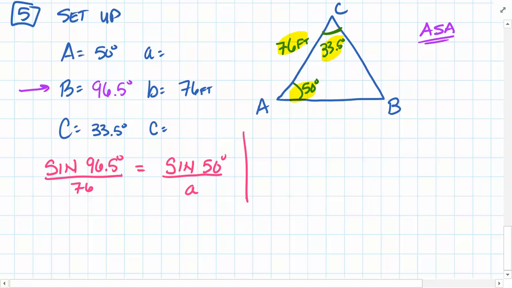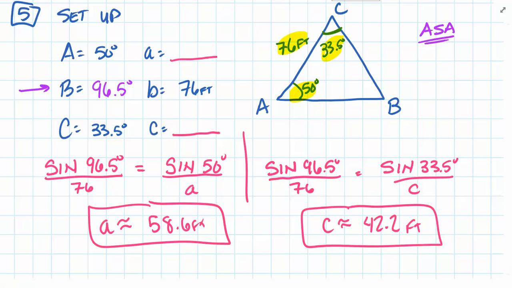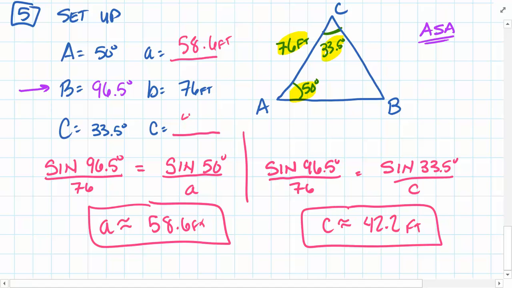Okay, can I have this table right here, you girls? Can I have you girls figure out side A? Like maybe these two tables, and then the three of you, the girls and the guys in the front. Can I have you do the other one? We'll set up this one. The sine of 96.5 degrees, all over 76, has to be the sine of 33.5 degrees all over side C. Cool. So we just verified A was about 58.6 feet, and then C was about 42.2 feet, and we're all good.